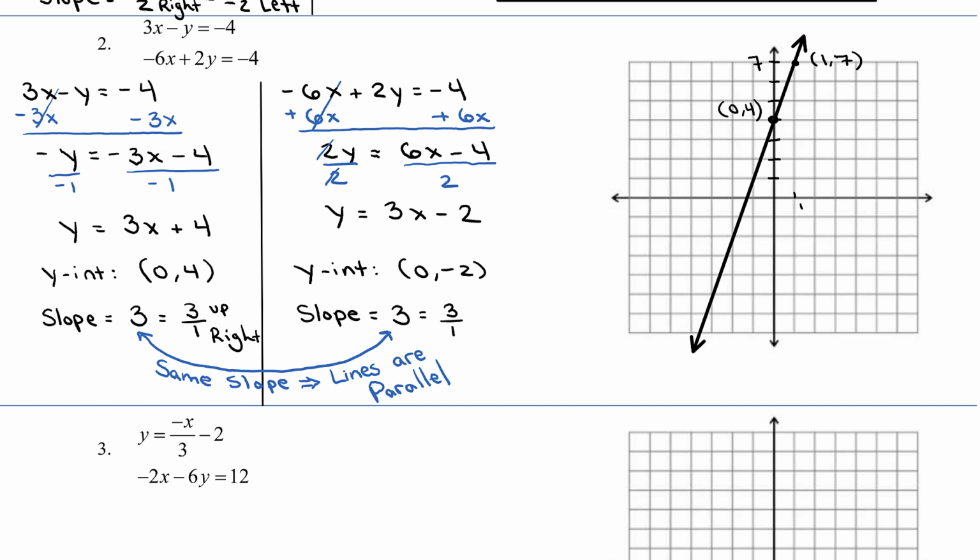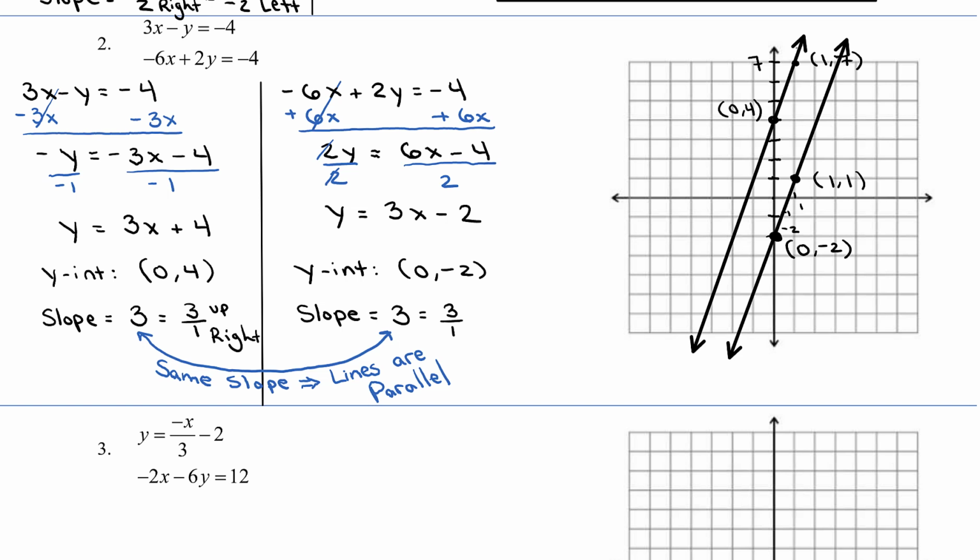I want to emphasize the importance of having different y-intercepts. In order for the lines to be parallel, you have to have the same slope, but different y-intercepts. All right, so let's go ahead and plot our y-intercept for our second line, which was at 0, negative 2. And from there, we're going to move up 3 units and over 1 to the right. So that's going to land at 1, 1. And if I connect those 2 points and extend my line, there is my second line. So yes, I can see that they are parallel to one another.